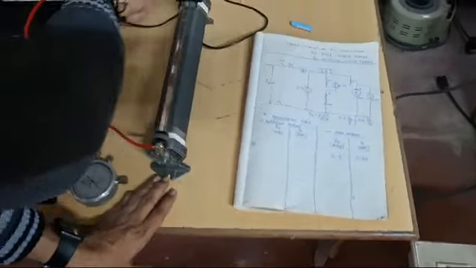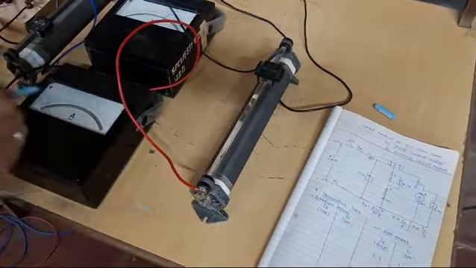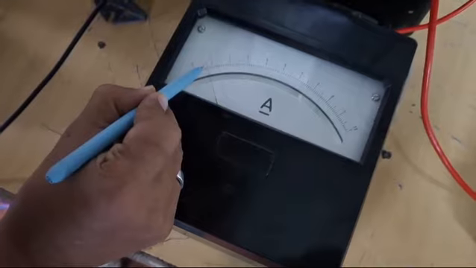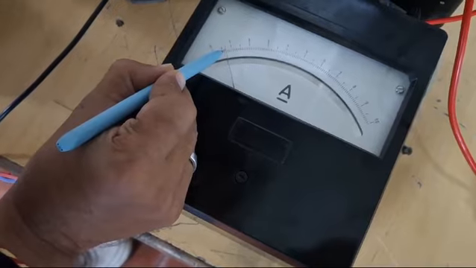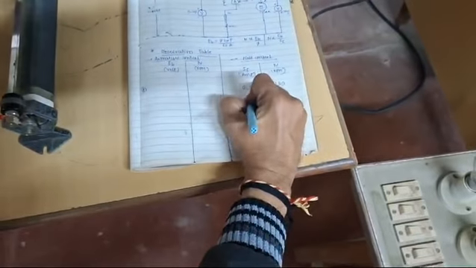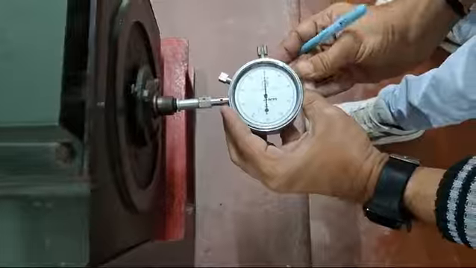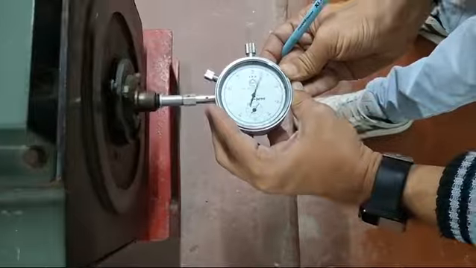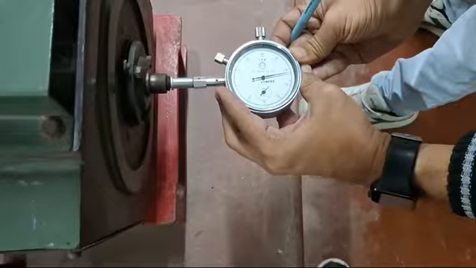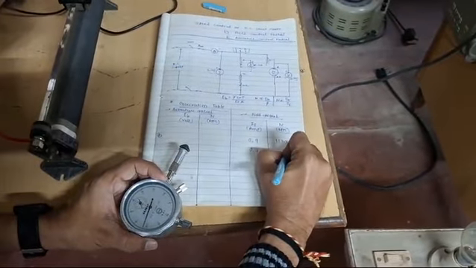Now we are increasing the resistance in the field. As you can see, previously the field current was 0.9, and it has been reduced to 0.7. So now the field current is 0.7, and the speed must have increased. The speed is 1225. The speed has increased to 1225.